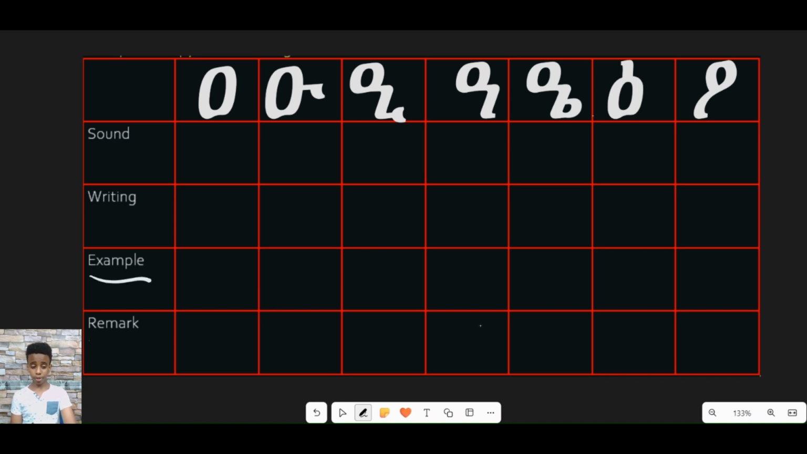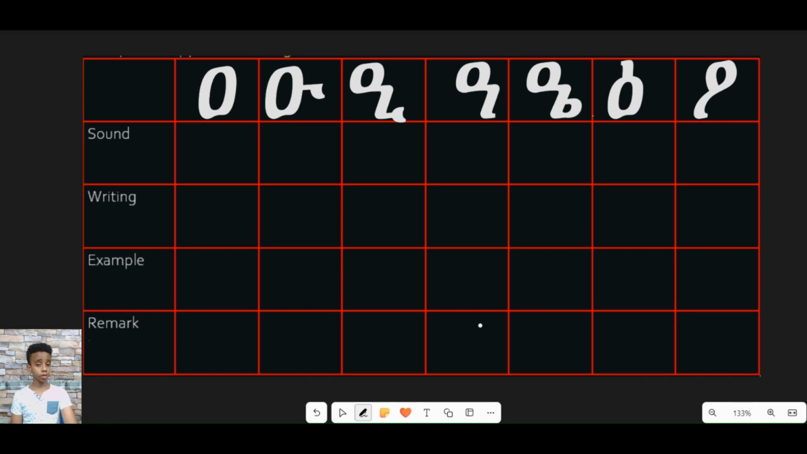Our fourth row is the example row, and over here we will give an example with each of the following Tigrinya letters. Our last row is the remark row, and over here, if we have any extra information to share, this is where we would put it. Let's first begin with how to pronounce these Tigrinya letters.